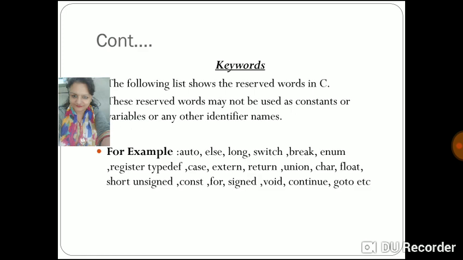Then what are keywords? The following list shows the reserved words in C. These reserved words may not be used as constants or variables or any other identifier names. For example, whatever we use as reserved words, like loops, everything that is known as keywords. They are keywords like auto, else, long, switch, break, enum, register, typedef, case, extern, return, union, char, float, short, unsigned, const, for, signed, void, continue, goto, etc., and many more. These are all keywords in C.